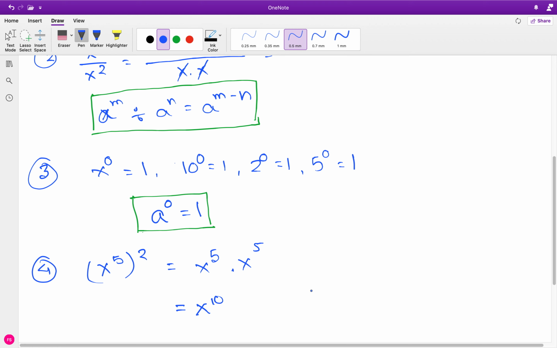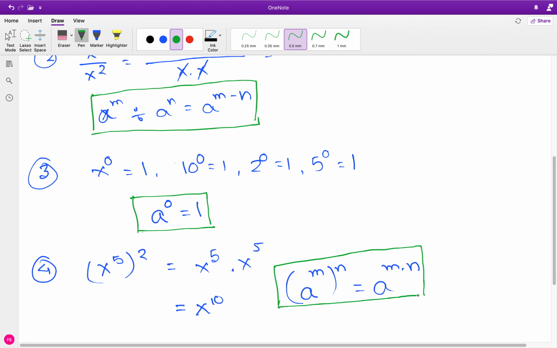So we can say the general rule for this is a to the power of m, and if you have a number outside raised to the power of n, this is also the same thing as a to the power of m times n, because you can see 5 times 2 will also give you 10. So you don't have to multiply, you can just write this straight away. Okay, so this is my fourth rule. Let's move to the fifth rule.